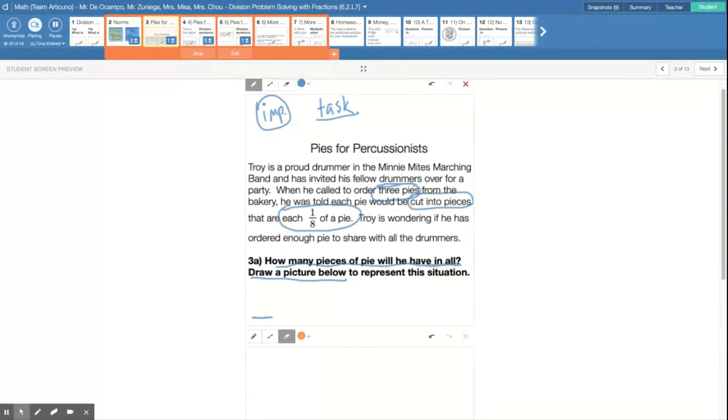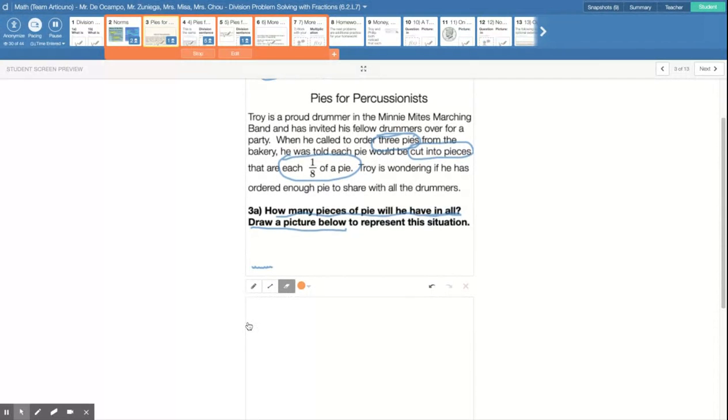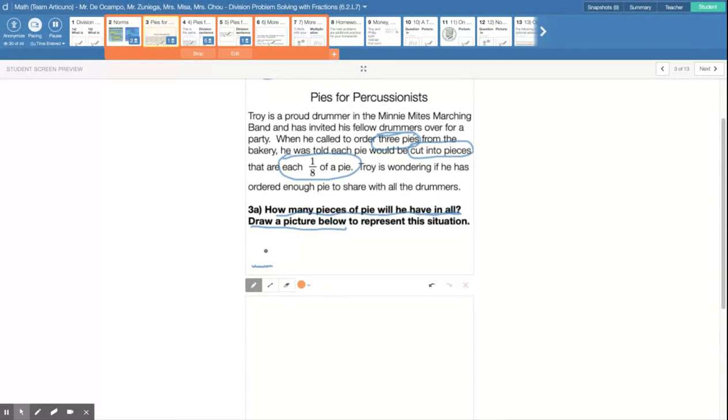Now in our breakout group, we decided to draw 3 pies. Some of our teammates drew rectangles, some of our teammates drew circles. So I'm going to draw the 3 pies. Sorry about what's going on here. So we're going to draw the 3 pies. And then we're going to cut the pies into pieces that are each 1/8.